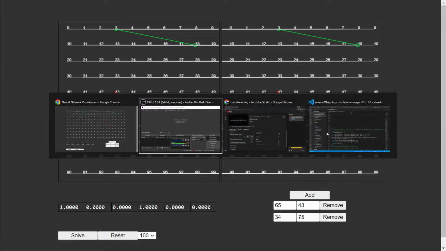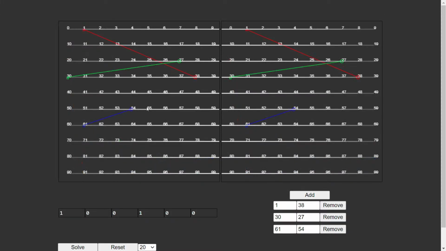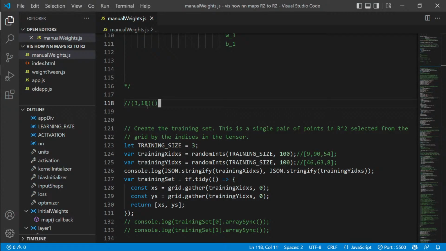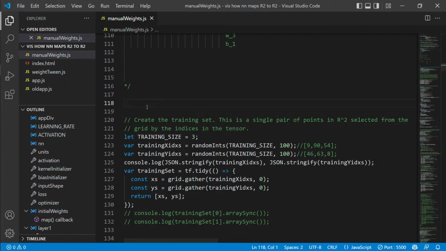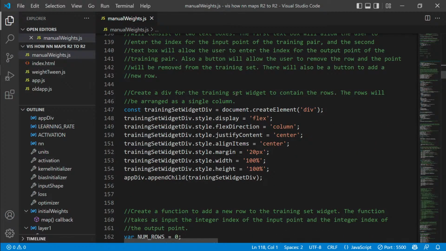Okay, I'm just gonna manually, so this is 3 to 18, and oh no, I reset it. Oh, all is lost. All is lost. Yeah, you're supposed to, well, no. Okay, so we lost that training set, but we also learned that my app is not correctly implementing the removal widget.